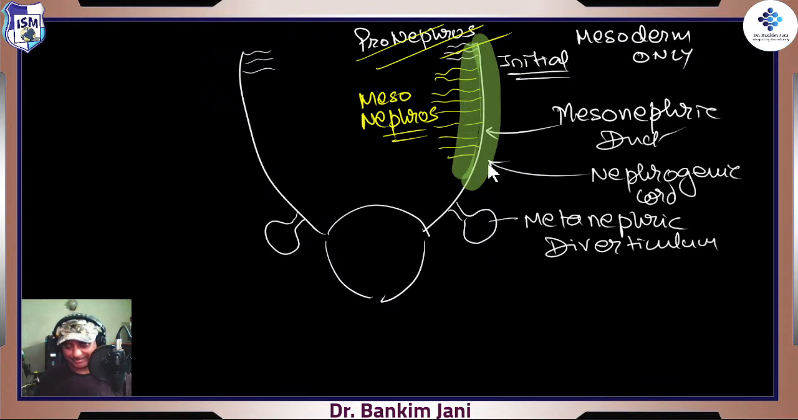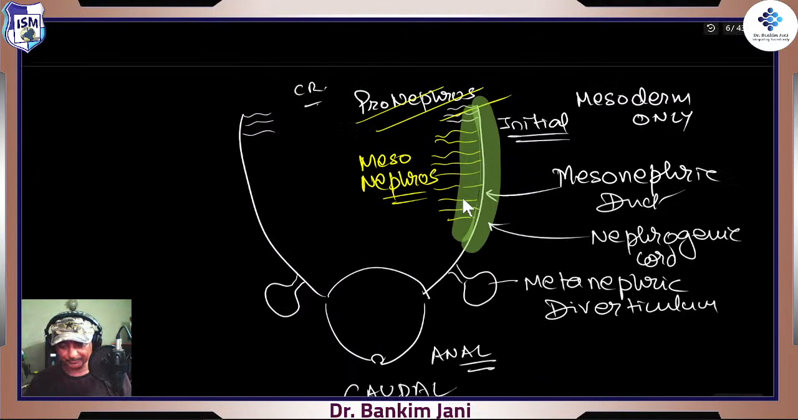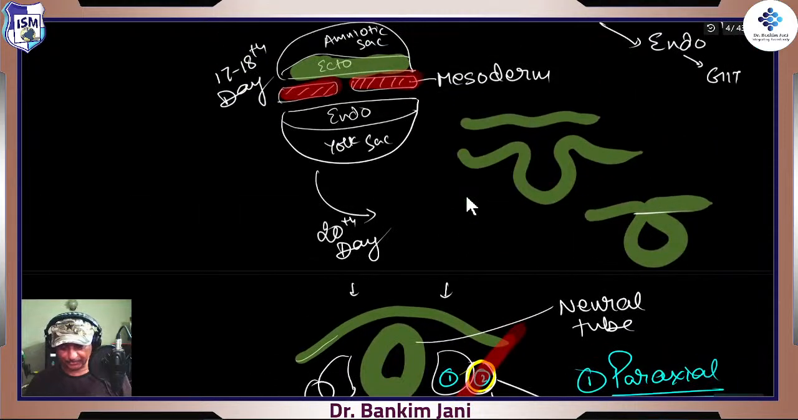Then where is testis, right? Okay, hang on. This is the caudal end. This is the cranial end, head end. This is the tail end. So that would lead to the cloaca, anal canal. Anal canal will form. All right. Okay, that is also fine. Now comes those tissues, right? Those tissues. Let me go back slightly.